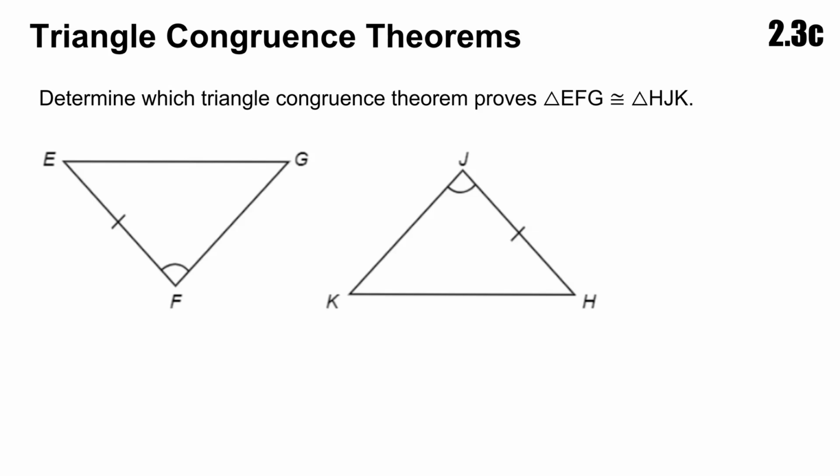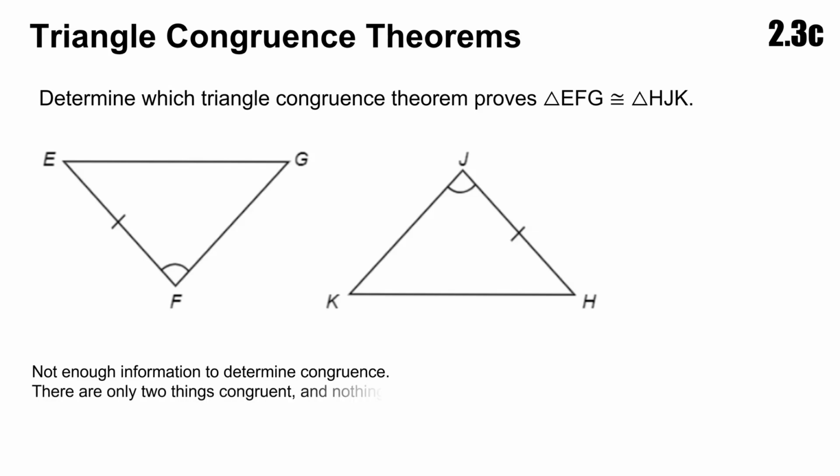The fourth problem asks to determine which theorem proves the two triangles are congruent. In this problem, there is not enough information to determine congruence because you need three statements or something like a shared side to state congruence. If there was another angle congruence, then it may be angle-angle-side or angle-side-angle.